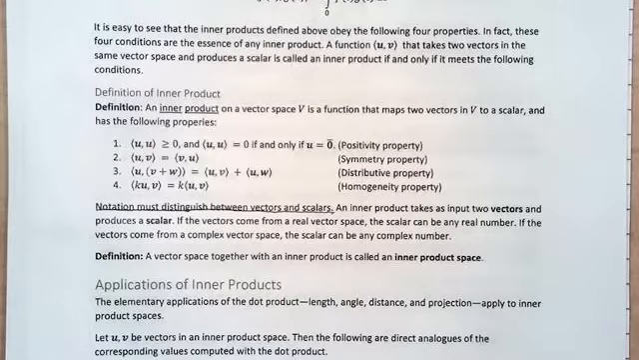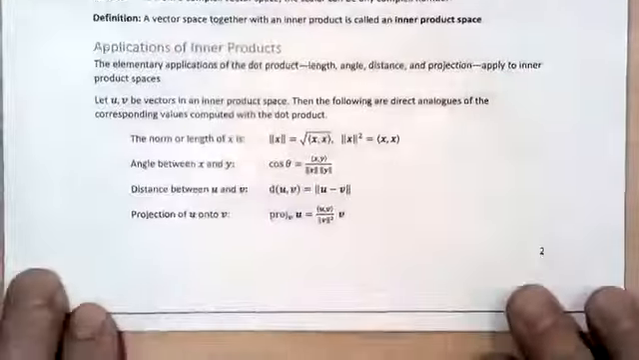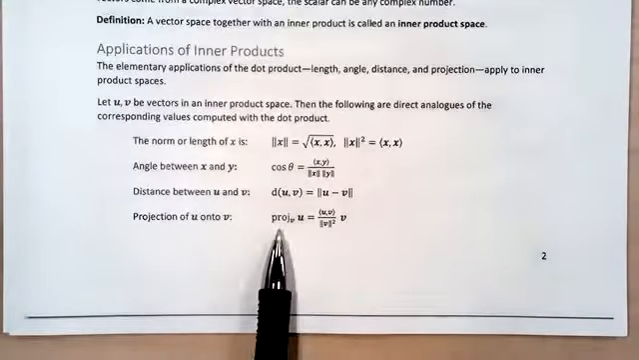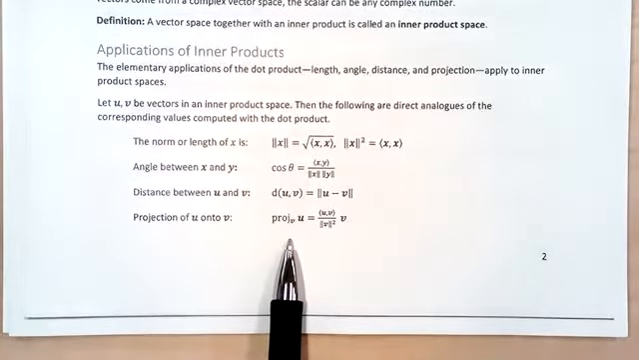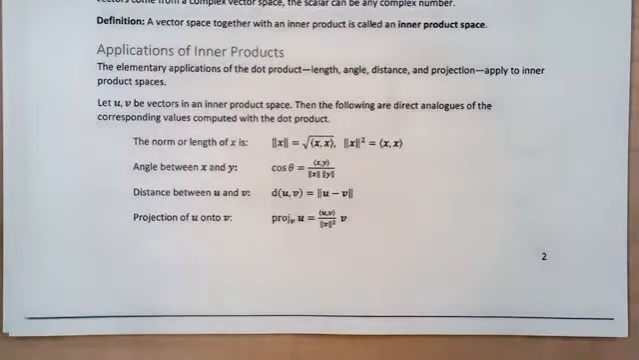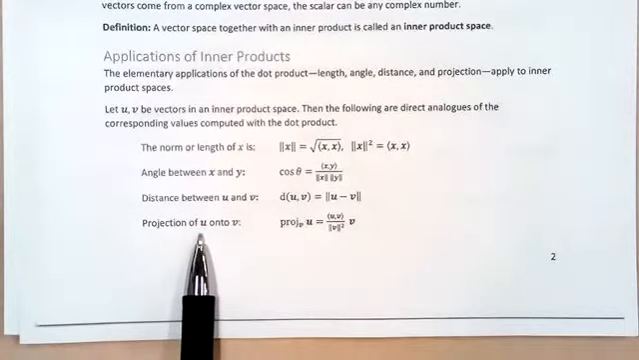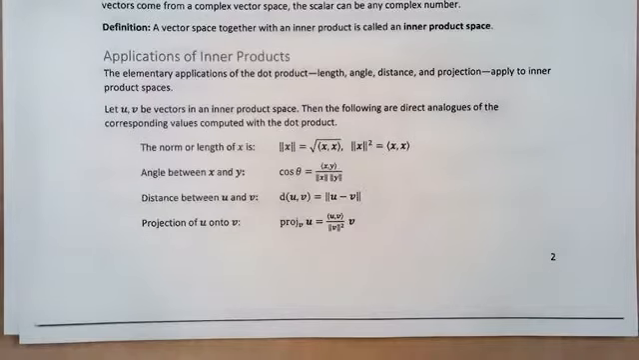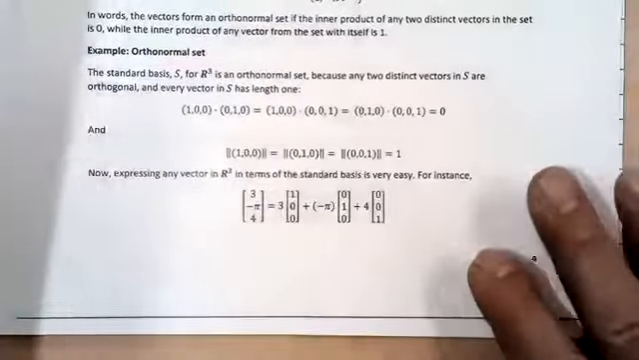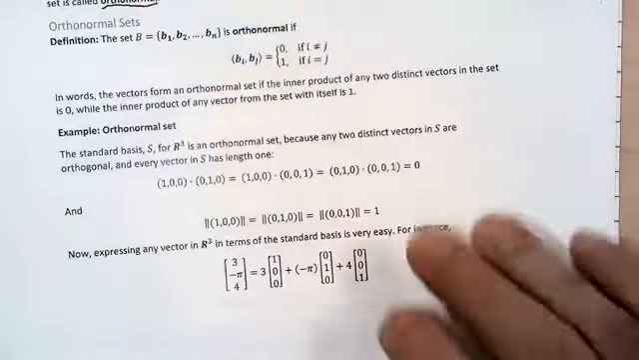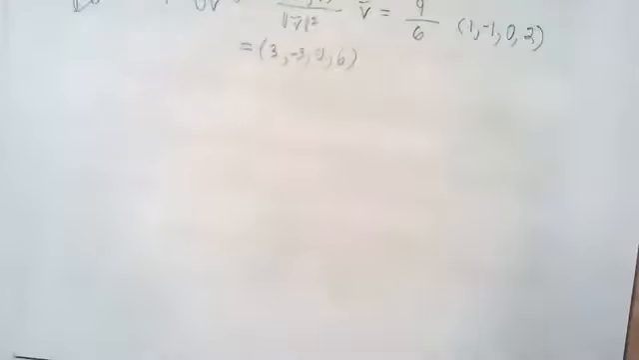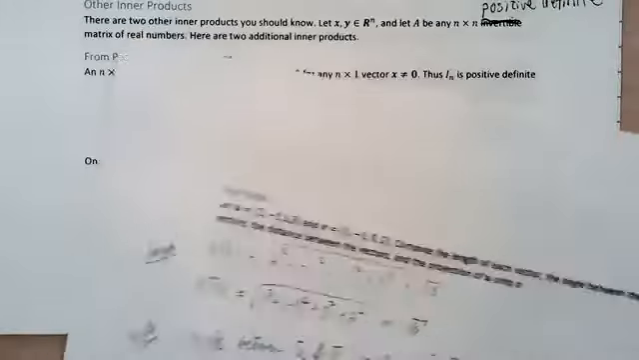Okay, so why would anybody want inner product? Well, for the very same reasons that they want dot product. You just think of it as a generalization of the dot product. We can compute lengths, angles between vectors, the distance between vectors, and the projection of one vector onto another. Now, I could wax eloquent on that, but I think an example would be better. So let's compute a couple.